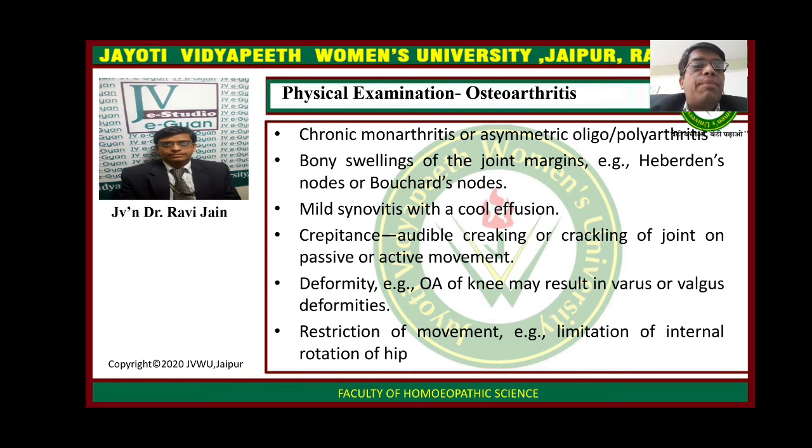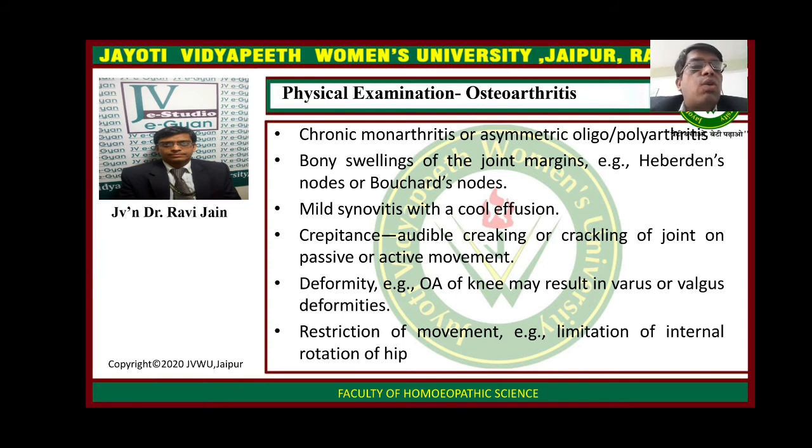What are the physical examination findings in osteoarthritis? In osteoarthritis, we have chronic monoarthritis or asymmetrical oligo or polyarthritis. So we have monoarthritis, where a single joint is involved, or asymmetrical involvement of a few joints or multiple joints. Bony swelling of the joint margins, for example Heberden's nodes and Bouchard's nodes, is seen, which I have already discussed previously.